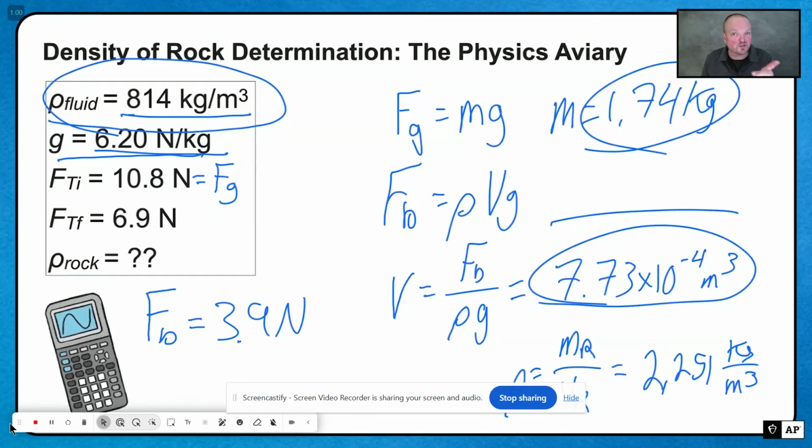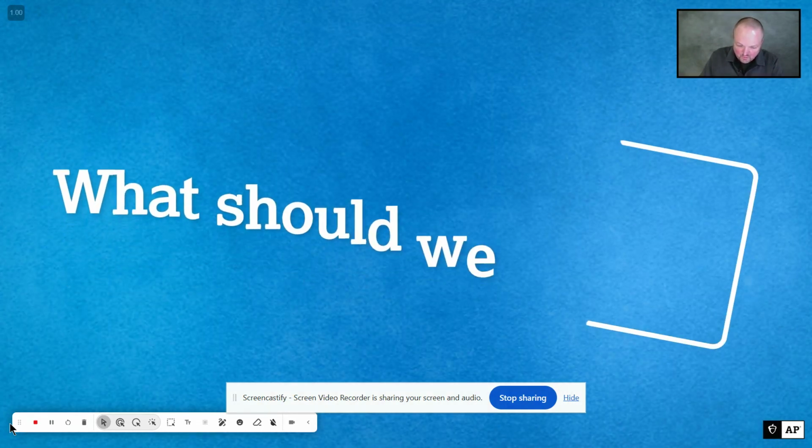That's going to be important because next video we're going to talk about how much something is submerged and how it depends on the density of the object and the fluid. So what should we take away from this?